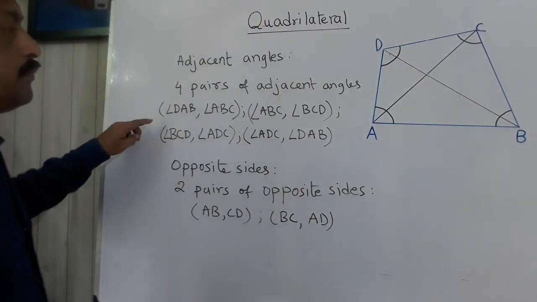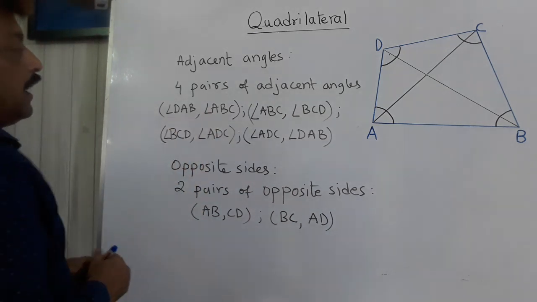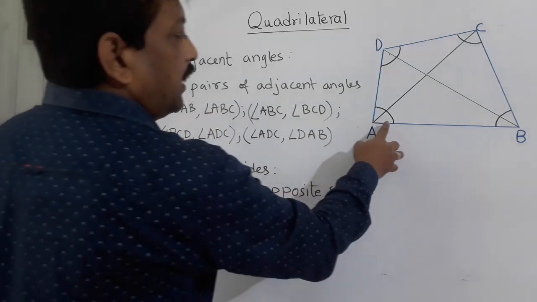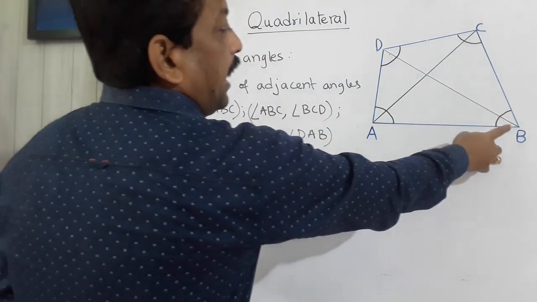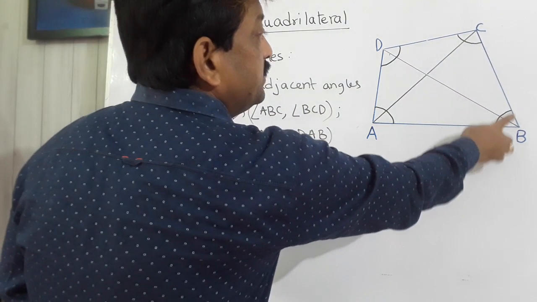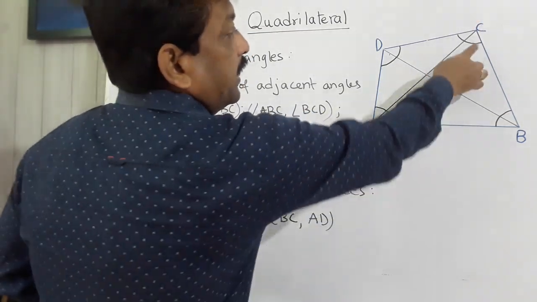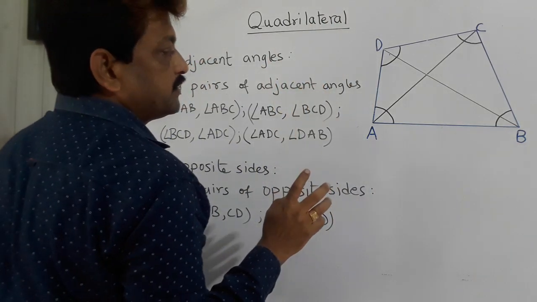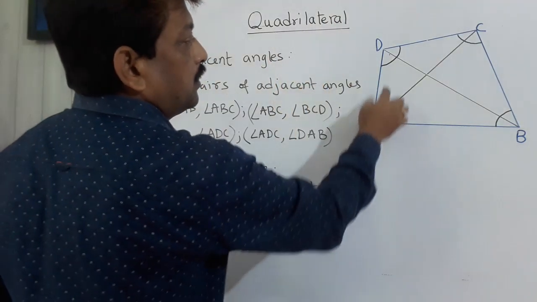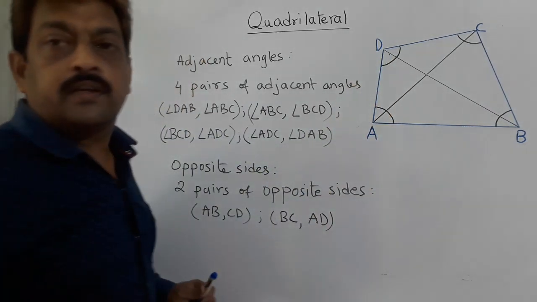Just go through the names. Adjacent angles: angle DAB and angle ABC, angle ABC and angle BCD. These two are also adjacent angles. Then angle BCD and angle ADC. These two are one pair of adjacent angles. And angle ADC and angle DAB. These two are also adjacent angles.